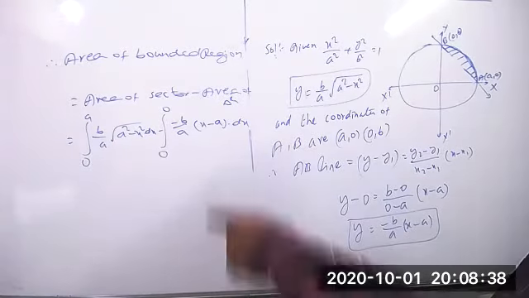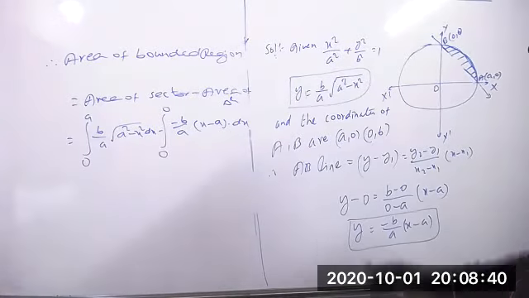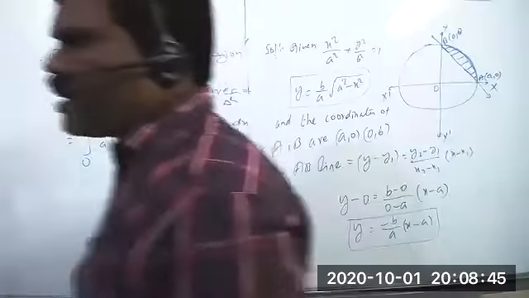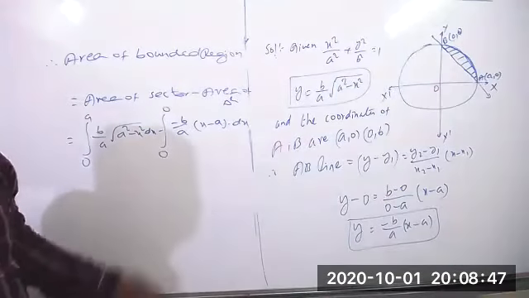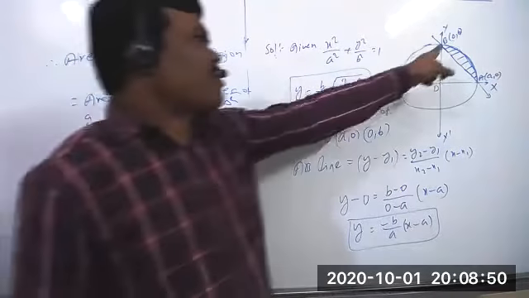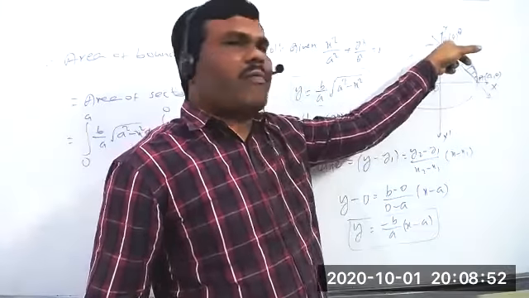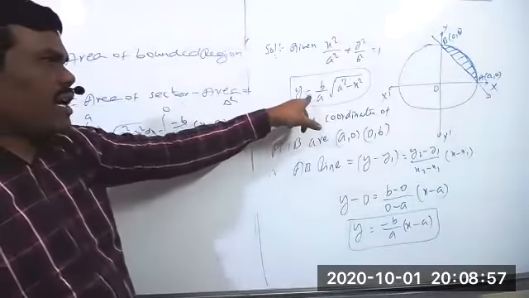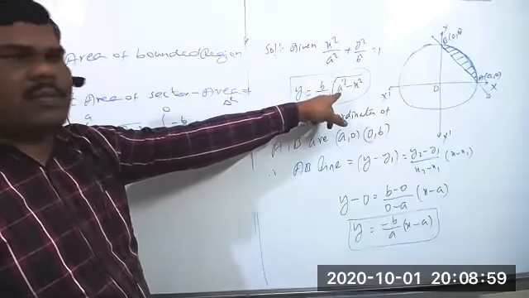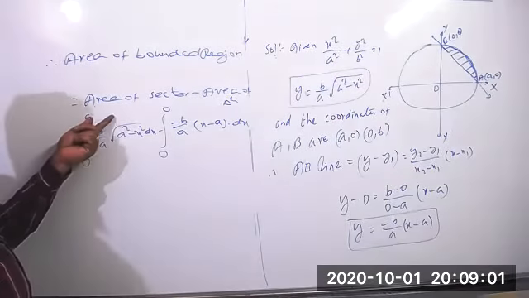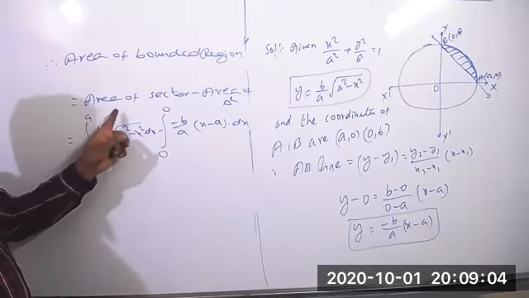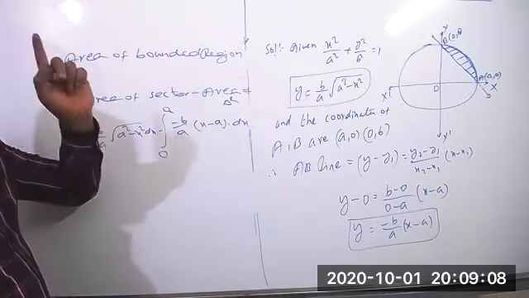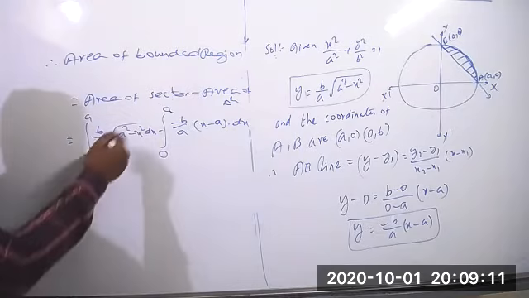Then I write in the formula, area of bounded region is equal to area of the sector minus area of the triangle. And how to find the area of the sector here means integration of 0 to a, the equation of the ellipse. Clearly, the ellipse equation we got now: y equal to b by a into root of a square minus x square. Generally, if you want, you can write one more step also: integration of 0 to a y into dx minus integration of 0 to a y into dx. That you can take here now.